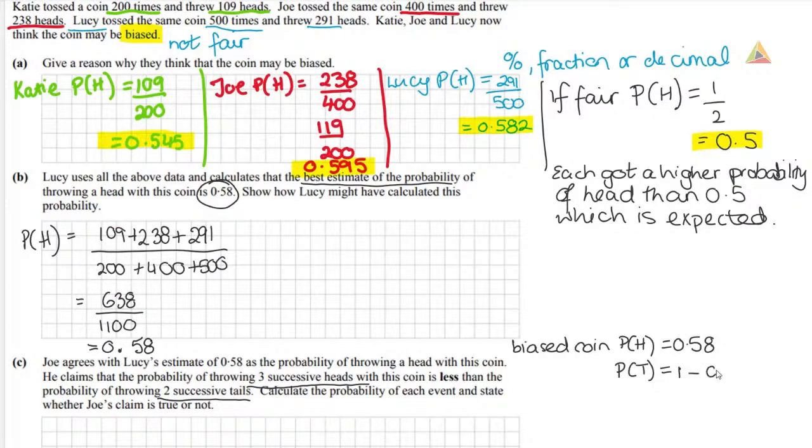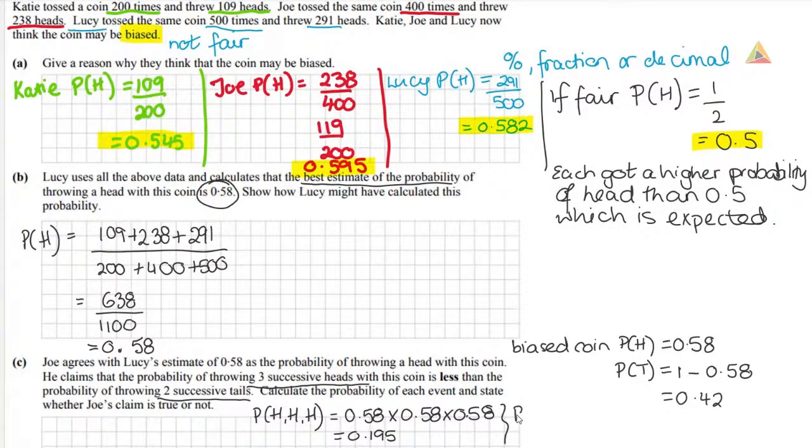So that means that we can work out the probability of getting a tail by subtracting the probability of a head from 1, which gives us 0.42. So 3 successive heads would be the probability of a head followed by another head followed by another head, and that means we're going to have to multiply that probability 3 times. So 0.58 by 0.58 by 0.58, and when we put that into the calculator we get 0.195 when we round it off.